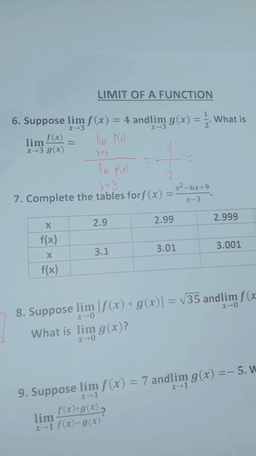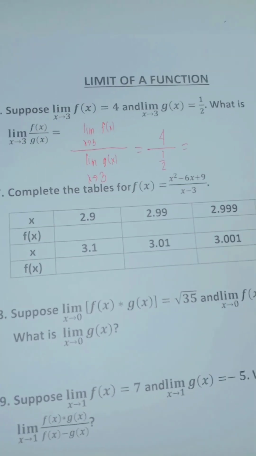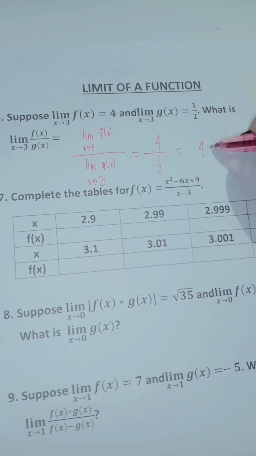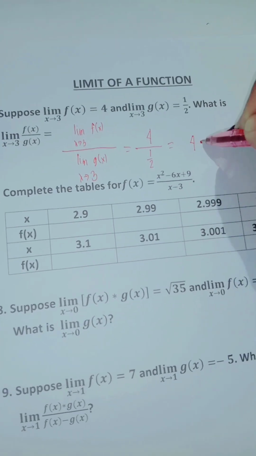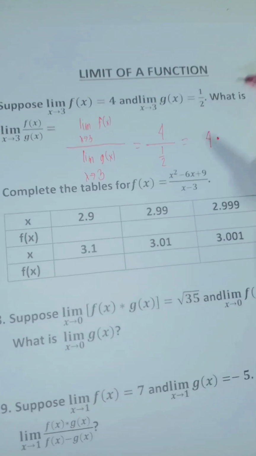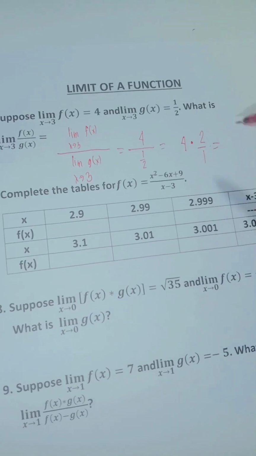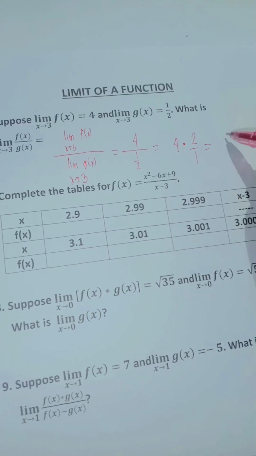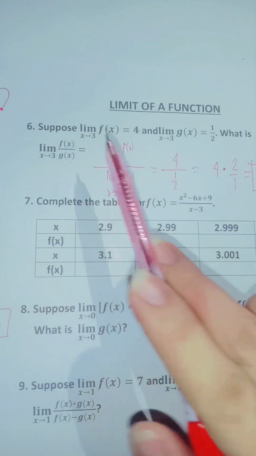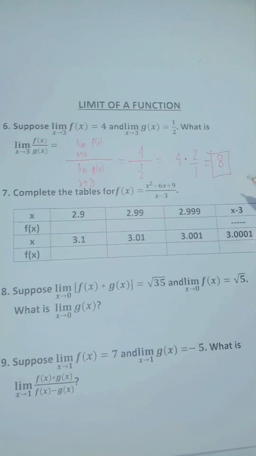Then we will simplify further, a whole number divided by a fraction. Anong gagawin? So the rule here is copy the numerator. We will proceed to multiplication, but we will take the reciprocal of your denominator. So ano yung reciprocal ng 1/2? That is 2 over 1. Then we will multiply. What is 4 times 2 over 1? That is 8 over 1, or simply 8. Hence, the limit of f of x over g of x as x approaches 3 is equal to 8.